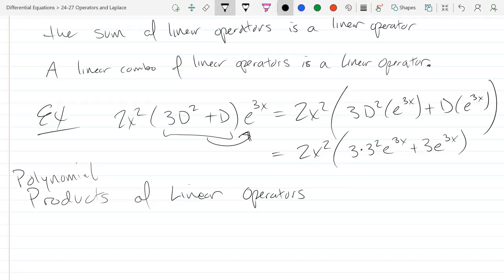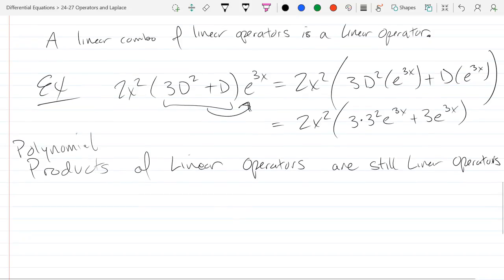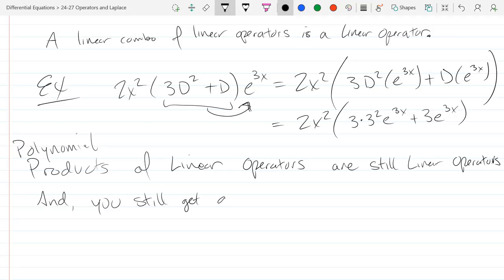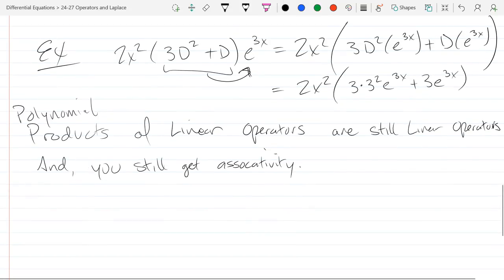So polynomial products of linear operators are still linear operators. And you still get associativity. So these are some very mathy words right here. So let's go ahead and look at an example here.